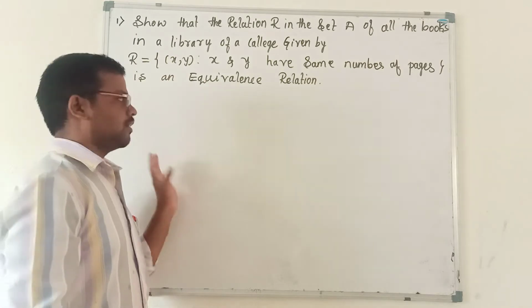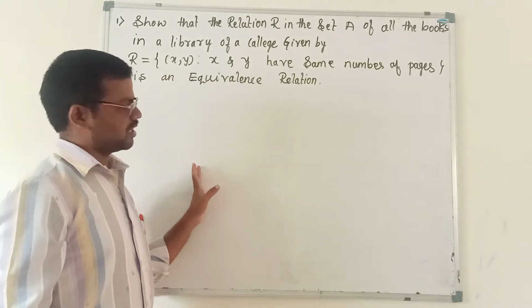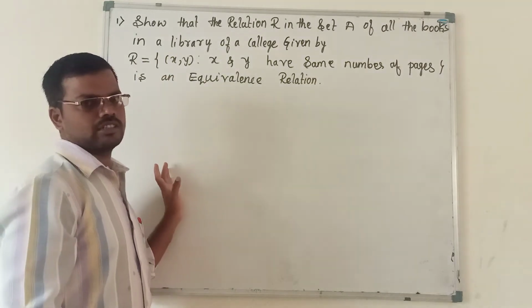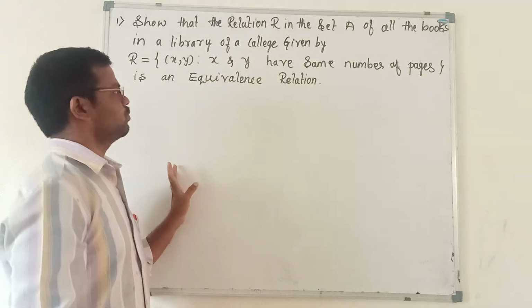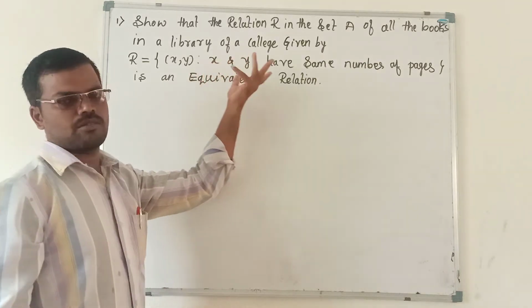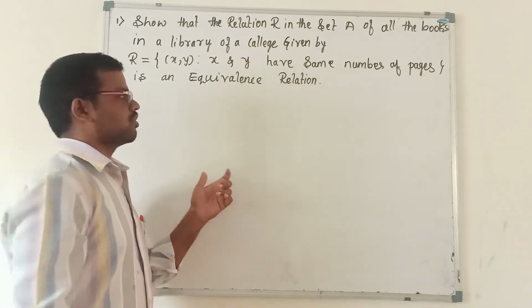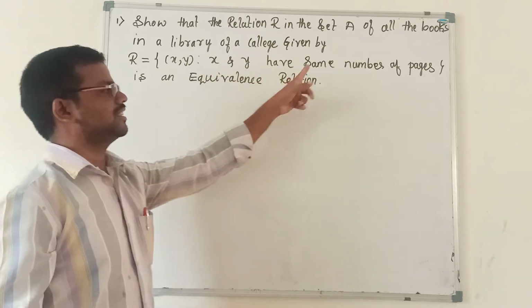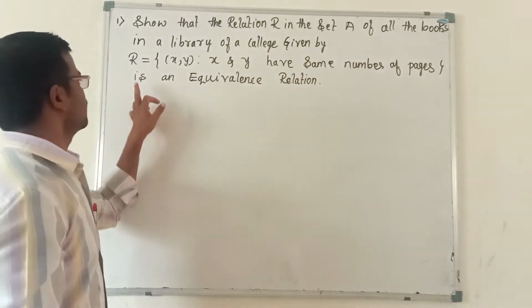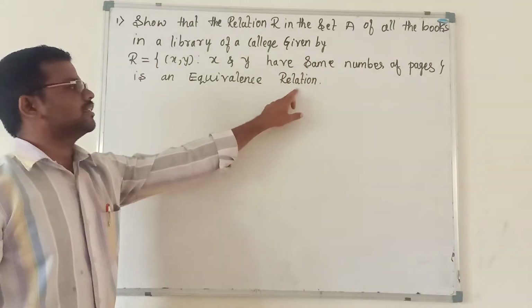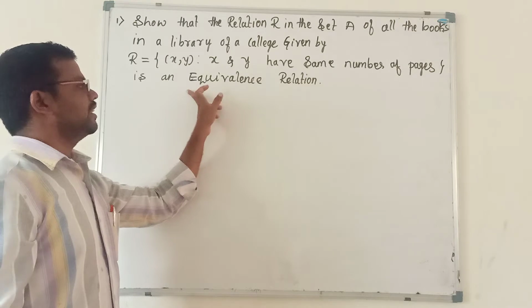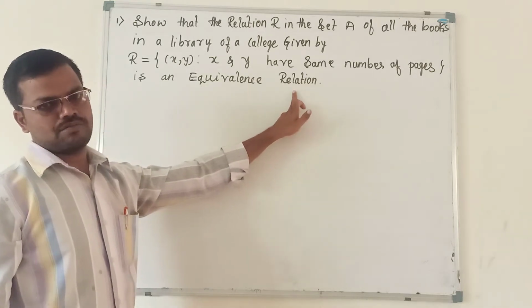Whatever the books may be, they could be of different subjects, different languages: physics, chemistry, maths, bio, or different novels also. So they have the same number of pages. What we have to show is that it is an equivalence relation.